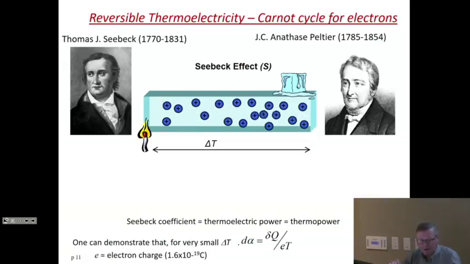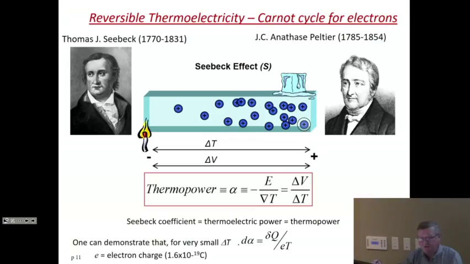If I now heat up one side and cool down the other side, I'm going to have to keep PV as NkT. So if T is hotter here than there, there will be more electrons here than there. Now, because there are more electrons, this side becomes charged negatively, and I therefore have a voltage that appears across that system. The ratio of the voltage over the temperature difference, or the ratio of the electric field over the temperature gradient, is what's called the thermal power of the system, or the Seebeck coefficient.